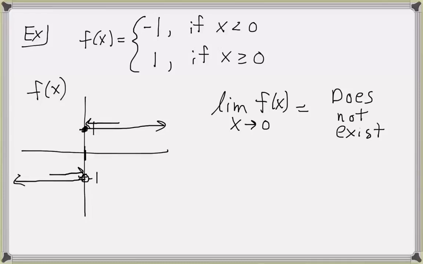If the values on the left side and the right side have a big jump between the two values, then the limit does not exist. And often we just write DNE for does not exist. Here's another example of a function with a limit that does not exist.